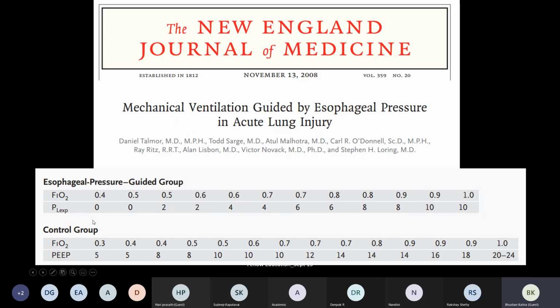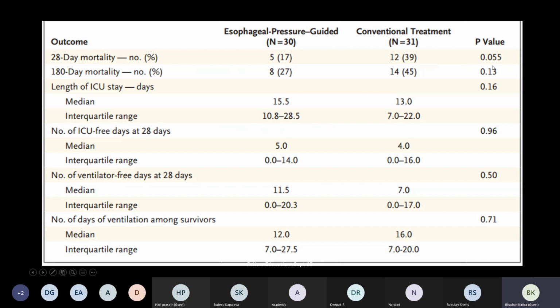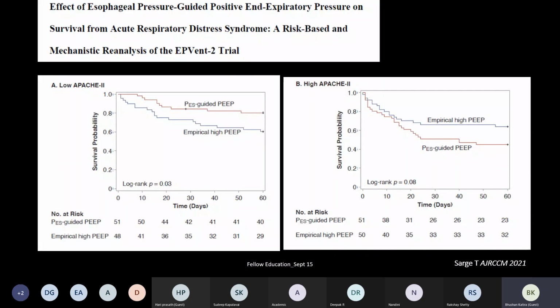They were doing it in this group. The control was the low PEEP FiO2 table. In the second study, it was the high PEEP FiO2 table. So in this first study, they did show some signal toward mortality. This is a mathematical value. But in the conventional arm, 12, and in the esophageal guided arm, 5. They did EpiVent 2, which did not show much of a difference.